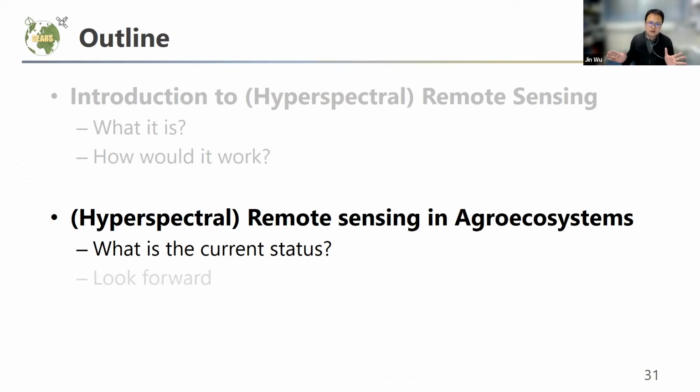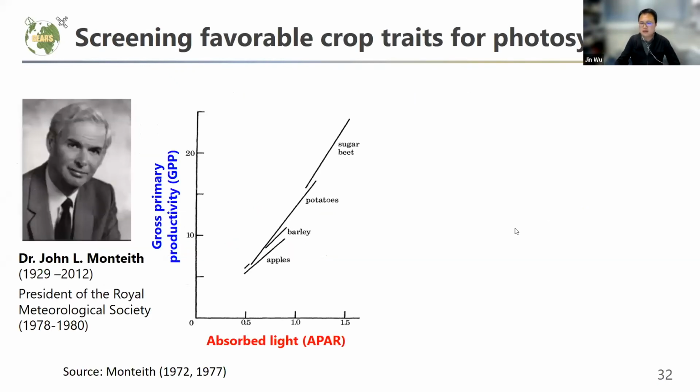So we just talked more about the technique from the cell part. But how can this kind of technique contribute to the agriculture field? Below I try to use some examples to demonstrate this. The first thing I would like to share is whether we can use this technique to contribute to the screening of favorable crop traits, and that probably can be integrated with modern genome engineering techniques.